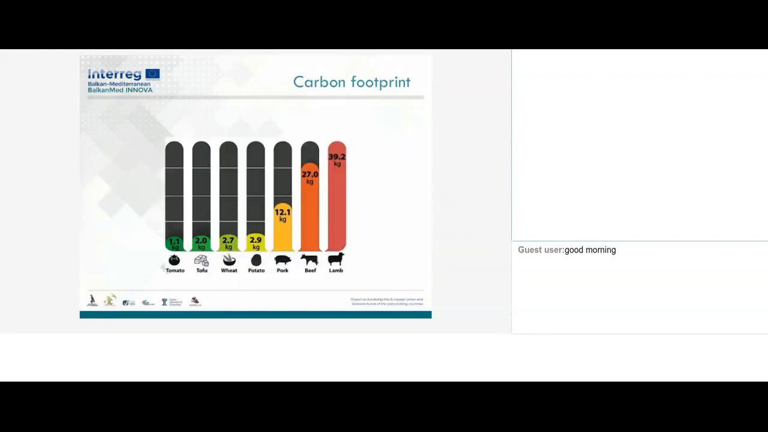Or check here the differences in another sector, the differences in the type of food we consume. See, for example, that for a kilo of tomatoes, about 1 kilo of CO2 will be emitted. Contrary, for a kilo of lamb meat, we emit almost 40 times more, without that meat necessarily being 40 times more nutritious or healthy.